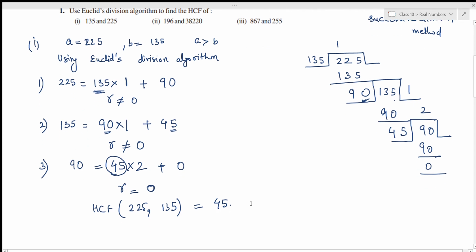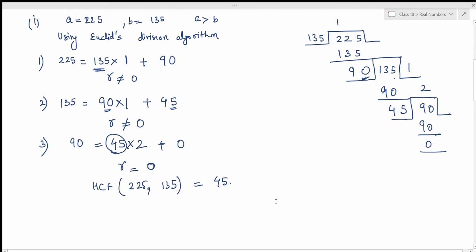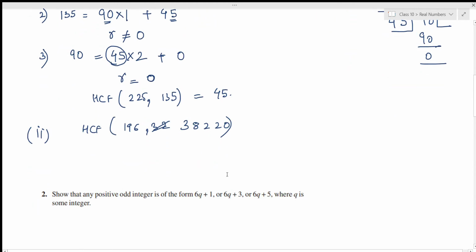Now let's move to the next question. Next part is 196 and 38220. You need to find the HCF of 196 and 38220. So let's find the HCF of these numbers.